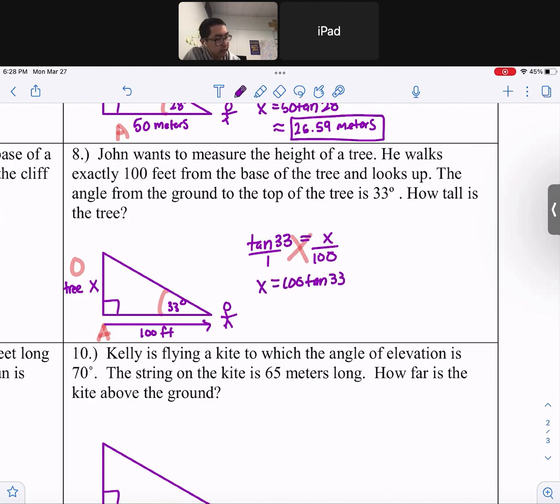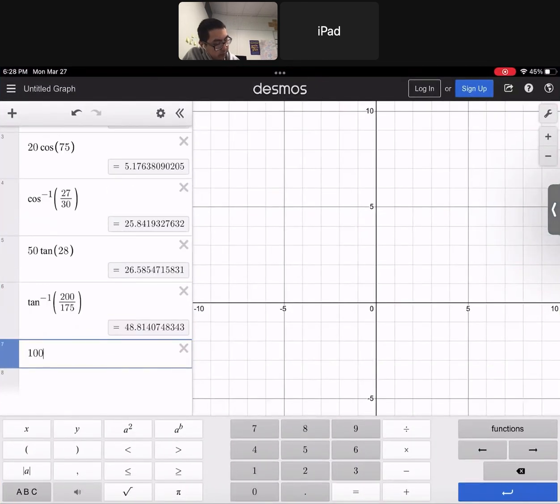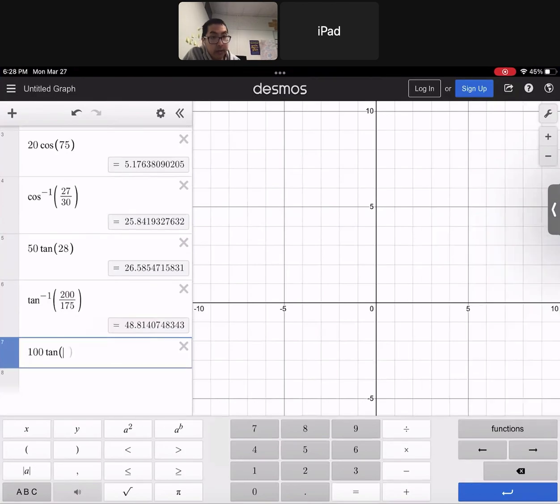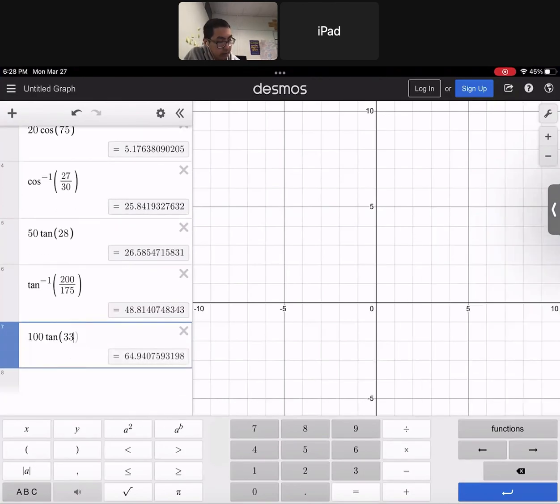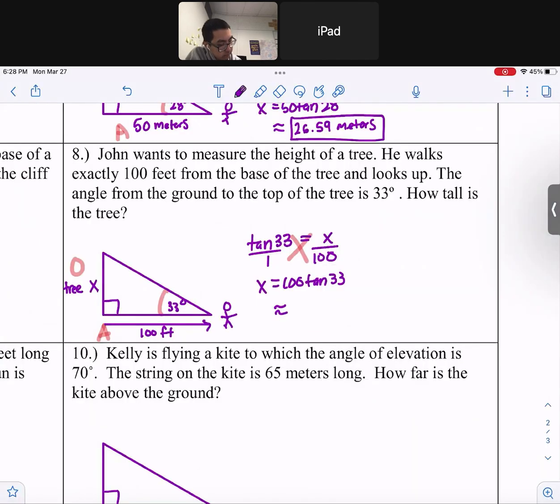And when we plug that into our calculator, 100 tan 33, we get 64.94 feet. That's how tall the tree is. 64.94.